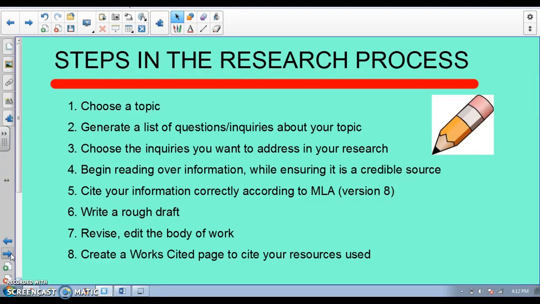So we talked about yesterday about how you should choose a topic, something that you are interested in. Sometimes we are assigned a topic, but then other times we have that free choice, so it's good to have a topic that you're interested in.